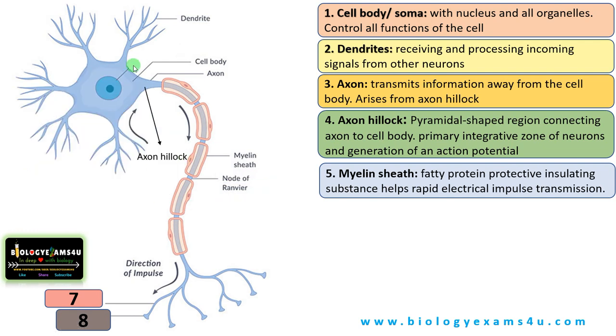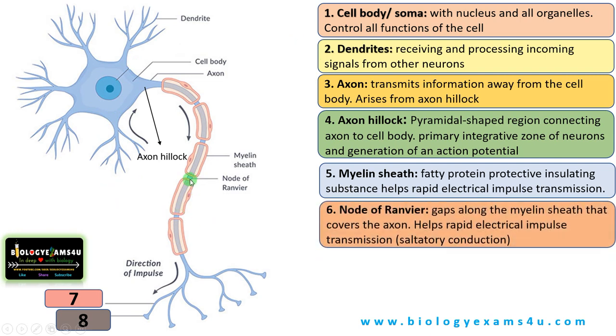The next structure is the node of Ranvier. The node of Ranvier is the periodic gaps along the myelin sheath that covers the axon. It helps in rapid electrical impulse transmission. Here you can see the myelin sheath is absent, and that region is known as the node of Ranvier. The node of Ranvier interrupts the insulation at intervals, and this discontinuity helps impulses to jump from one node to another in a process known as saltatory conduction, thus speeding up the electrical impulse transmission.